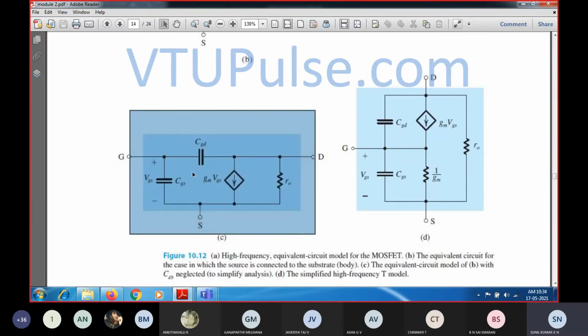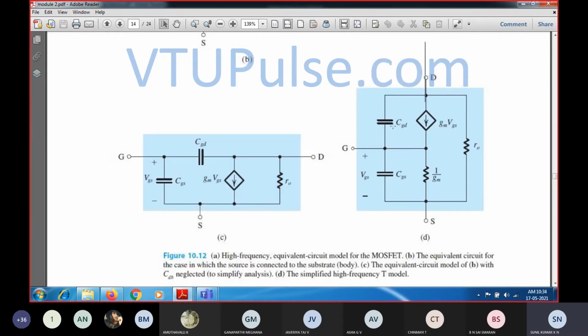So provided that these two capacitances are removed, we have the small signal model. If you add these two capacitances, then obviously the equivalent circuit model will resemble the high frequency equivalent circuit model, because the internal MOSFET capacitances have been considered. So now the modification in the small signal model is what? That is the T equivalent circuit model, the simplified high frequency T model.